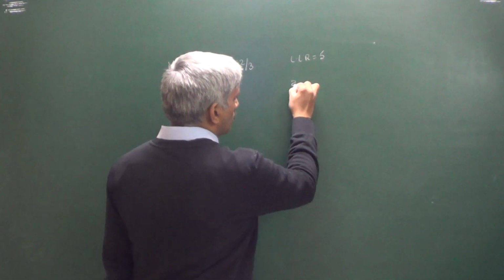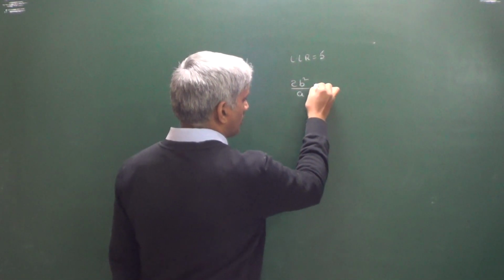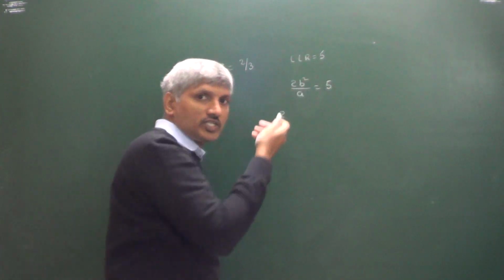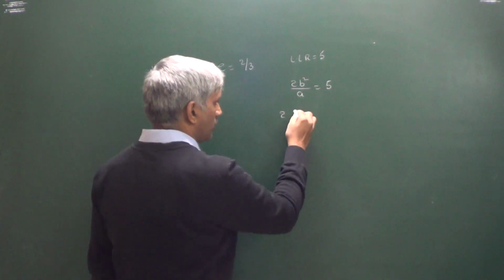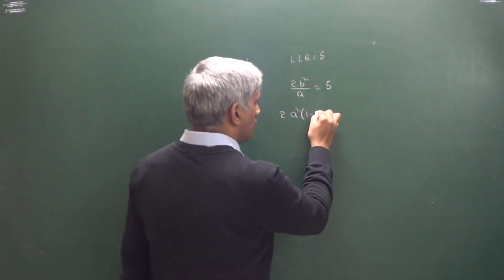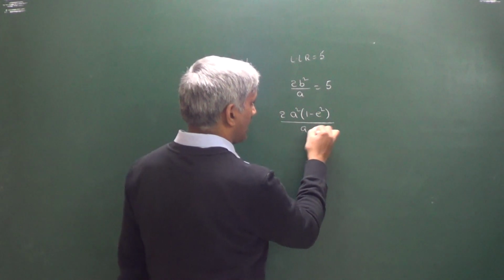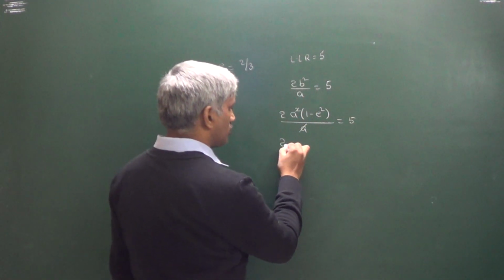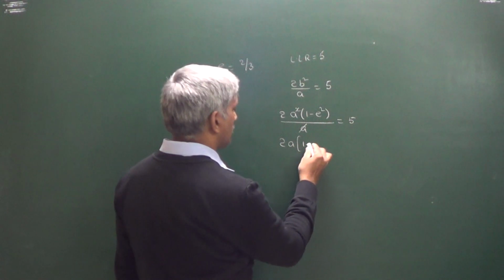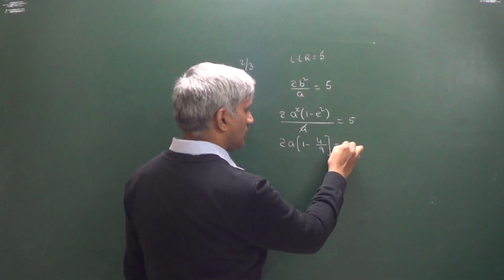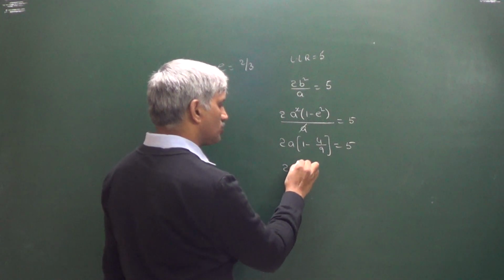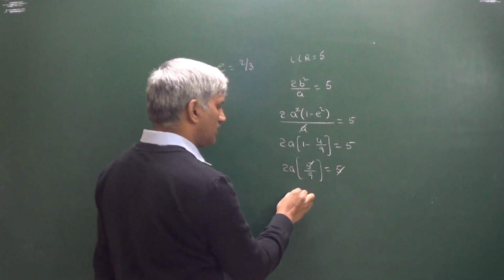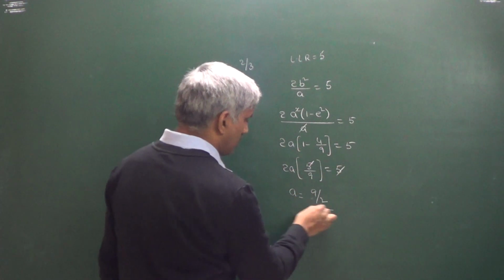That's why I am writing here 2 times b square by a is equal to 5 given. Now I can write this one as 2 into, because in all cases we are using the first form of an ellipse, you will get 2 into b square is equal to a square into 1 minus e square divided by a is equal to 5. A gets cancelled. So that is equal to 2 into a into, in place of 1 minus e square, 1 minus 4 by 9 is equal to 5. Therefore 2a into 5 by 9 is equal to 5. So 5 cancels. We are getting the value of a is equal to 9 by 2.